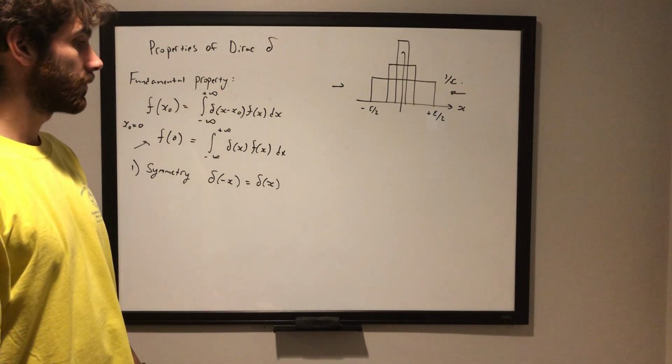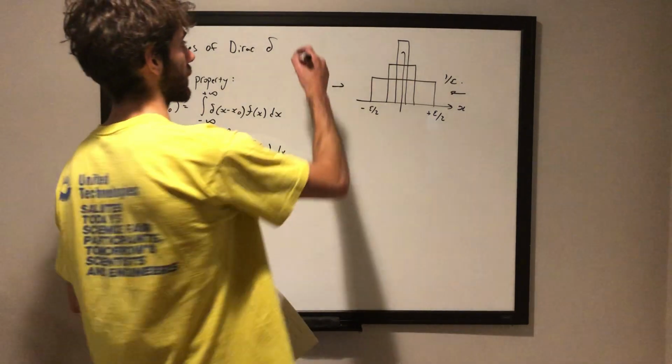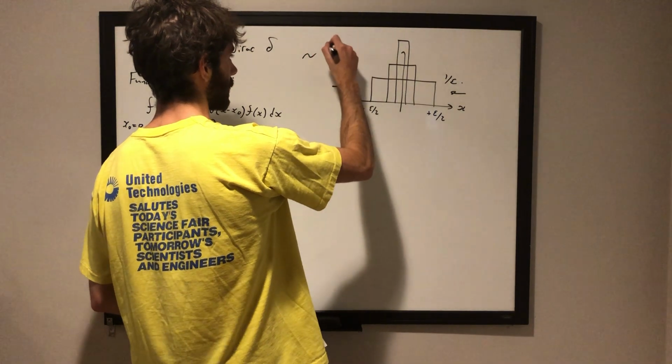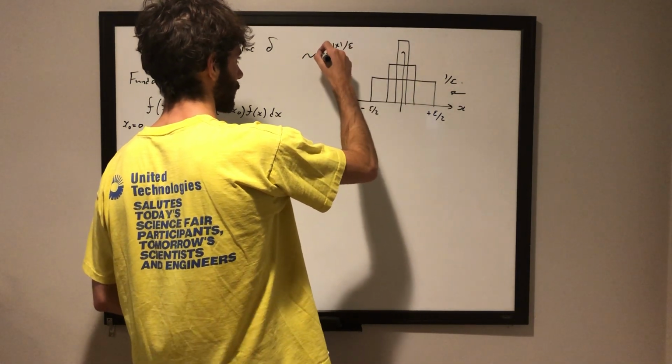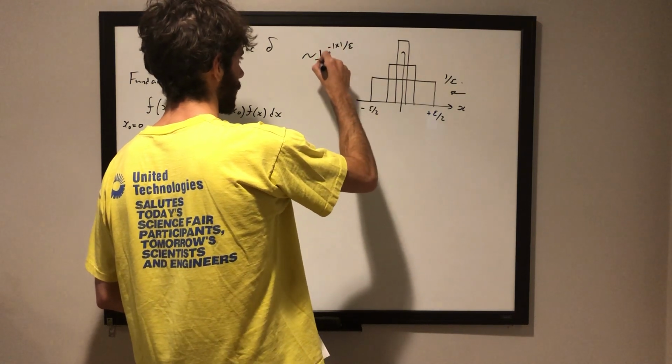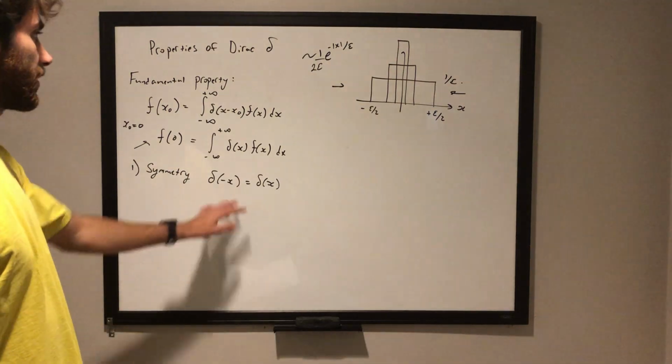So this is true, and it also holds for some of the other distributions I showed you that you can use to build the Dirac delta function. So something like e to the minus absolute value of x over epsilon, and I think there was a factor of 1 over epsilon, something like that. This one's also symmetric, so this property holds.